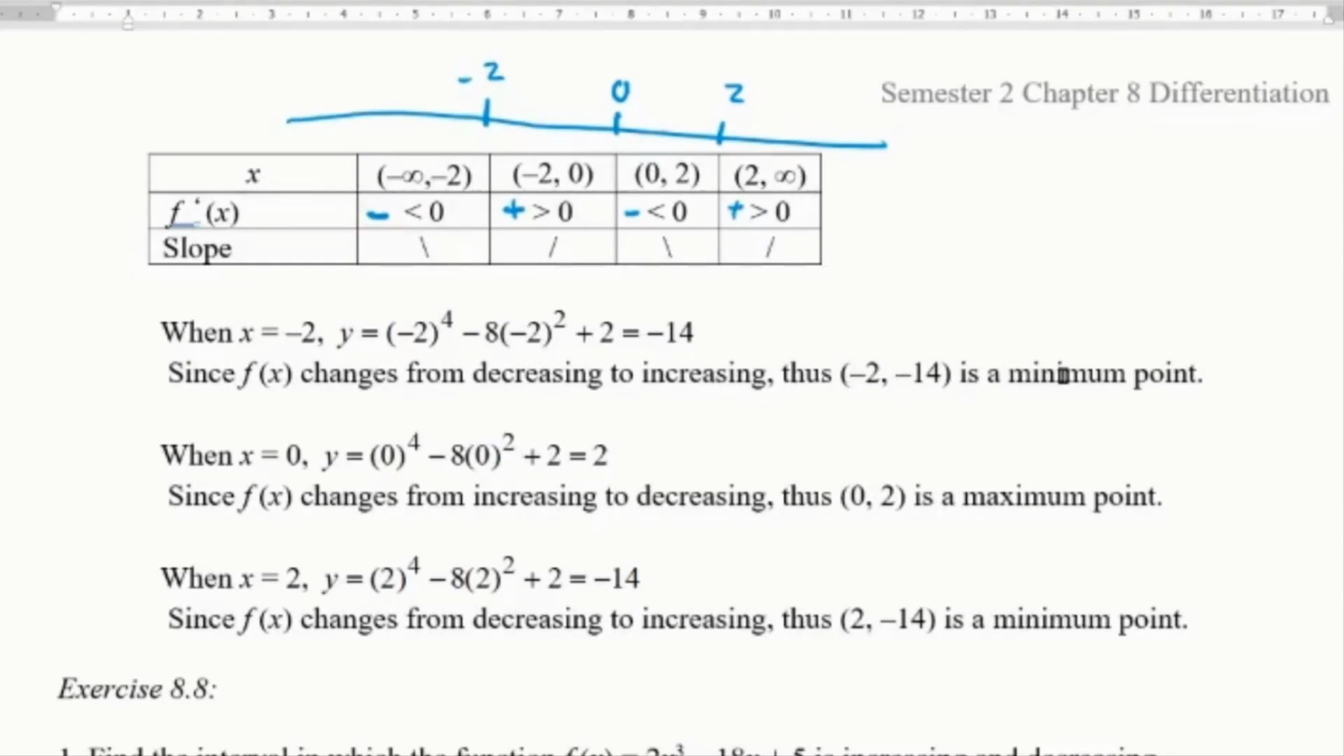So that's why this is from negative slope change to positive slope. So you see here the change is like that. Okay, so it is a minimum point. The reason is the function changes from decreasing to increasing. This is a minimum point. But the question asks for the point.